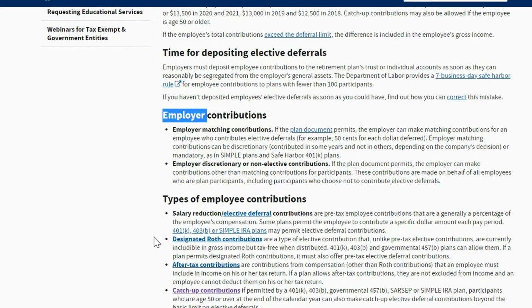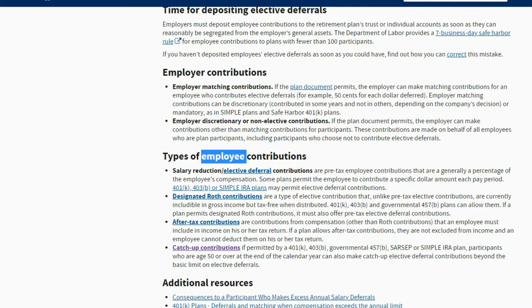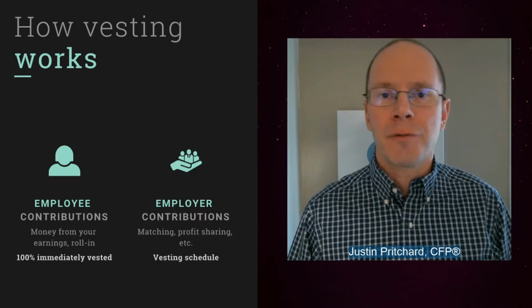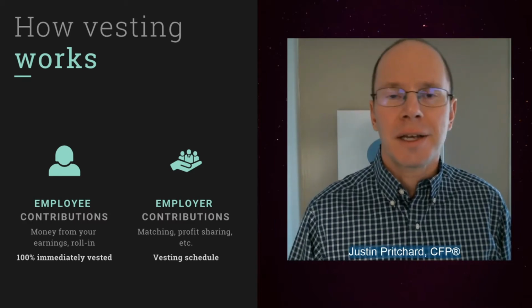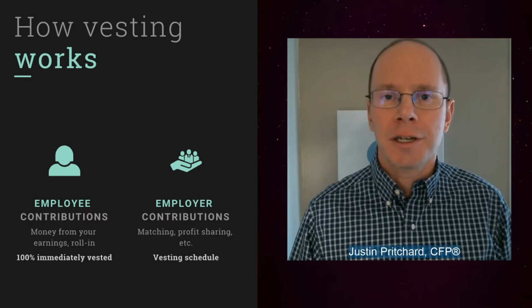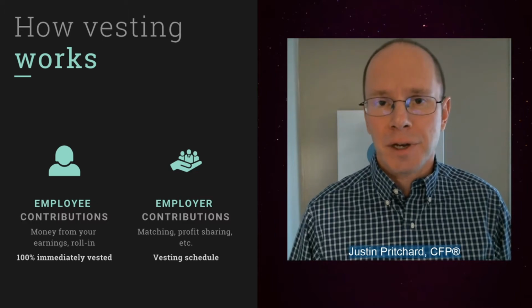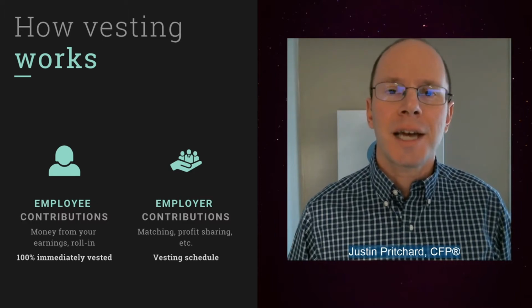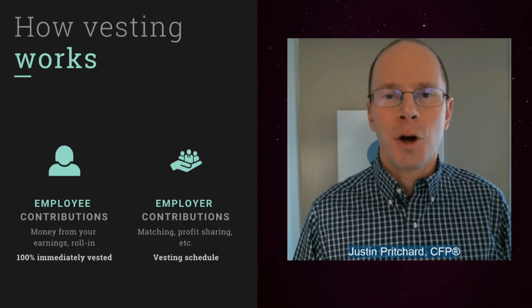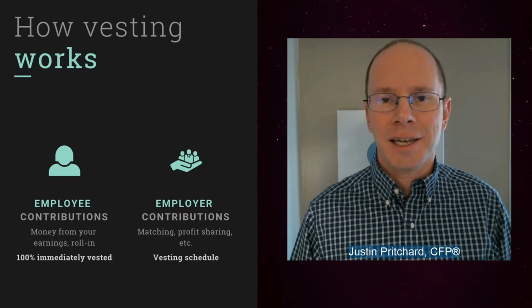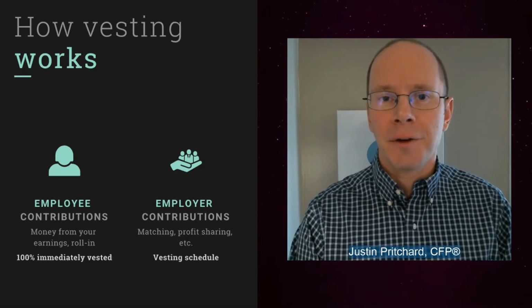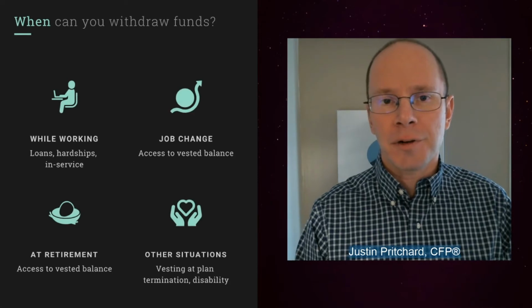Then there are employer contributions, and this is money that your employer puts in on your behalf. So that could be a matching contribution, like if you put in 4%, they put in 4%, or there might be profit sharing contributions or other types of contributions. And those are the types of contributions that are most likely to have a vesting schedule. So you might need to stick around at your job for a certain number of years.